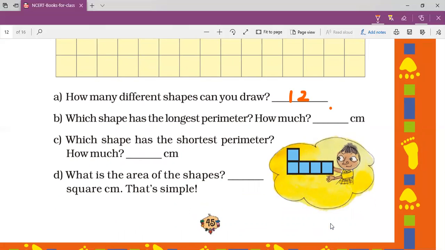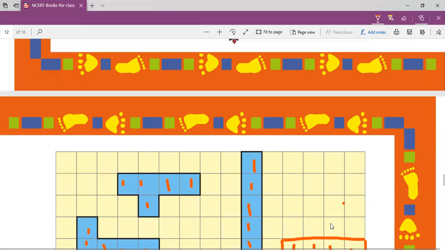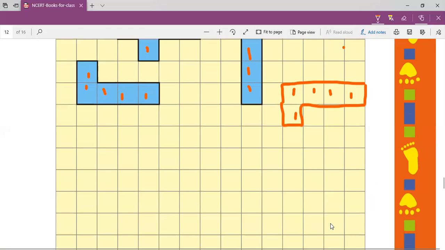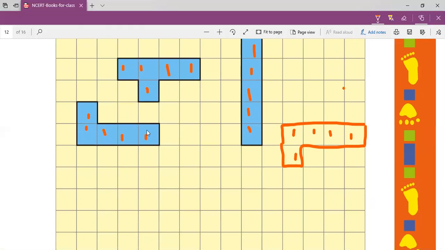As a centimeter. So perimeter, you know. Perimeter means what? The length of the boundary. So let's take one. You have to find all the perimeters of all the shapes, and then you have to write the answer. I'll remove one. This one. Okay. So let's see the perimeter of this boundary.